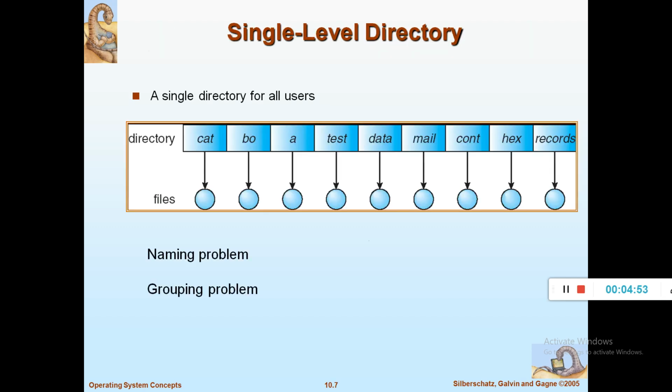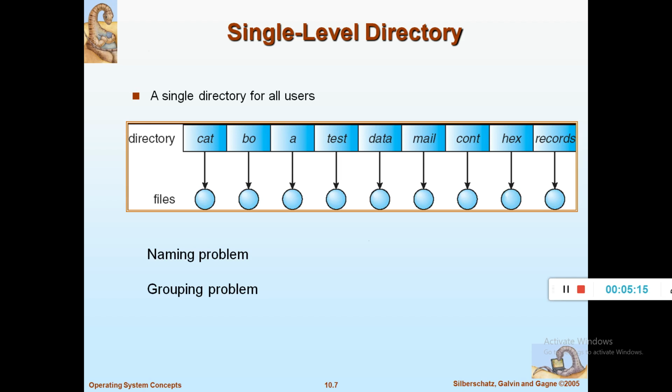What are the different levels of the directory structures? There are different levels of the directory structure: single level, two level, tree level, and cyclic and general. These are the different levels of the directory structures. We'll go on discussing one by one. Once you know what these are, we can get to know the problems and advantages of these directory level structures.